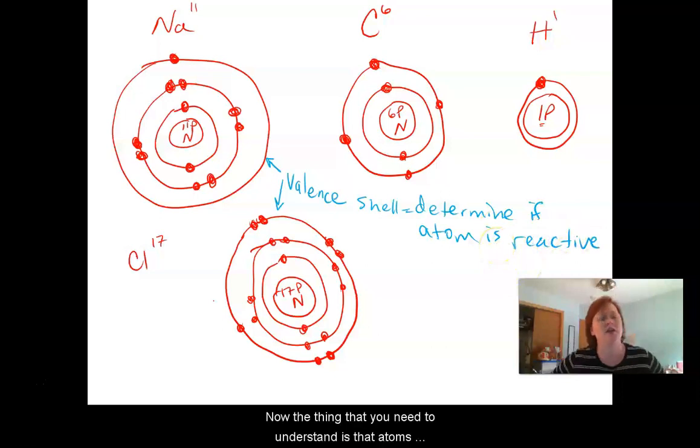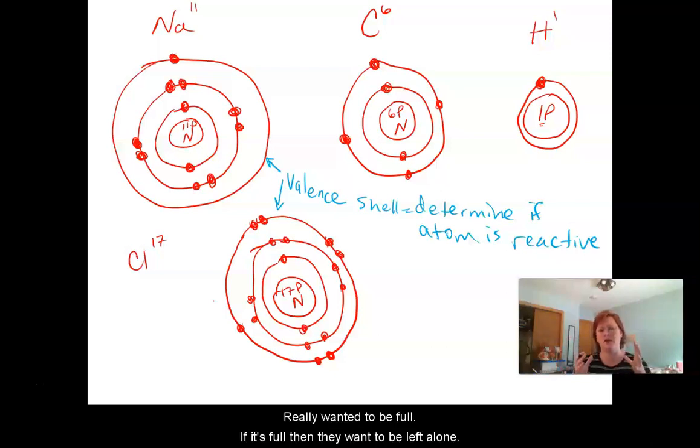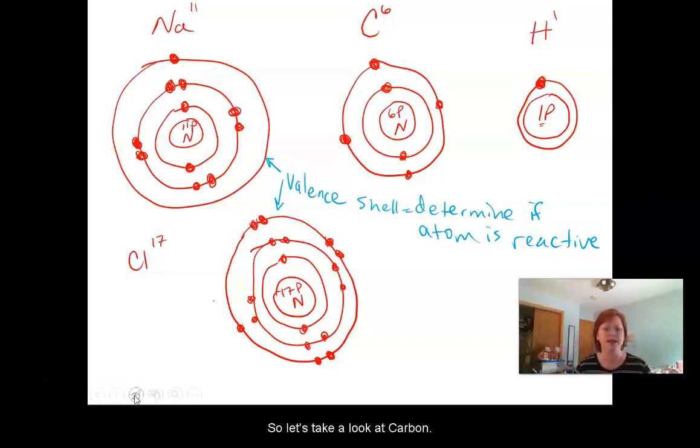Now, the thing that you need to understand is that atoms desperately want that outer orbital to be full. They really want it to be full. If it's full, then they want to be left alone. So if we take a quick look at the atoms that we have here, we have sodium, carbon, hydrogen, and chloride. Are any of these atoms happy? Well, they're not, because none of them have a full outer shell. They're going to want to interact with somebody else in order to become happy, in order for that valence shell to be full.